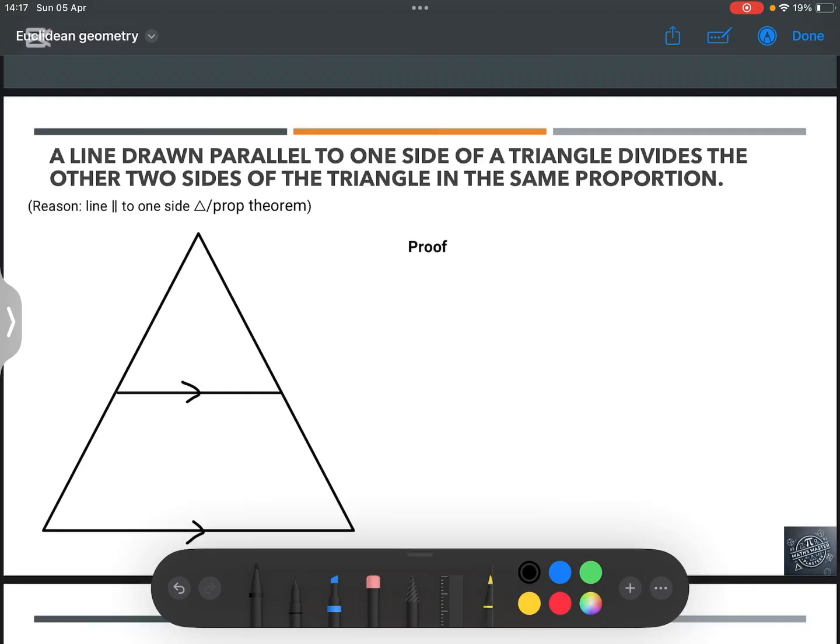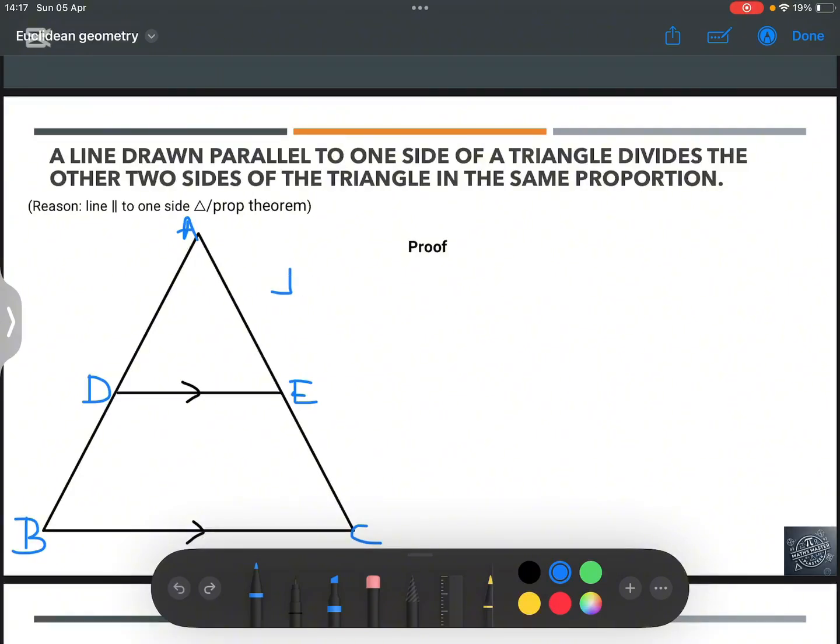So the first thing to do when we prove is to construct. Let's construct and see. Construction. In this case, let's label our triangle. We have A, B, C. Let's call the new line DE. So we have the new line called DE, which is parallel to BC.